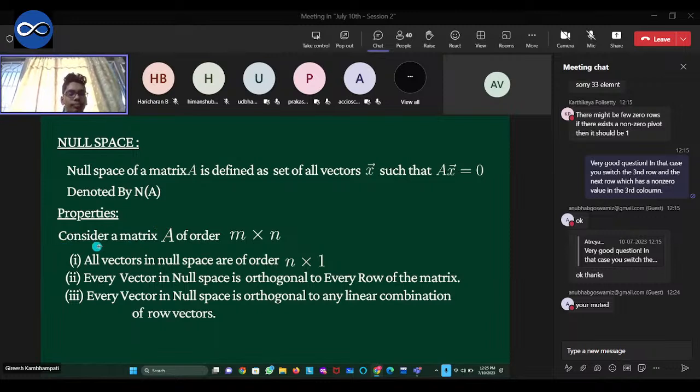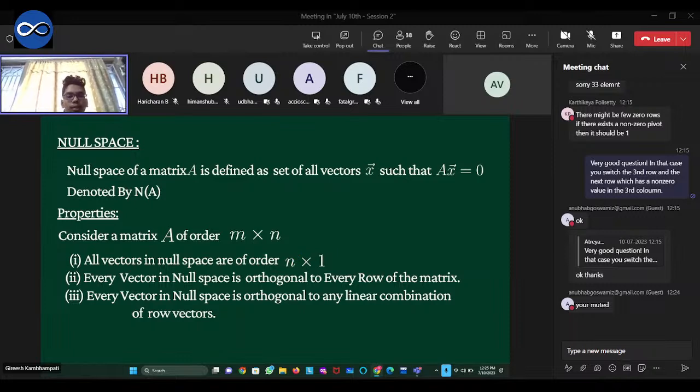Properties of the null space: if a matrix is of order m cross n, for the multiplication A x bar equal to 0 bar to be defined, x bar should be of order n cross 1. So all the vectors in the null space are n cross 1, and every vector in the null space is orthogonal to a row. When we multiply a matrix with a vector, x bar is a column vector of order n cross 1. We are multiplying the given matrix with a column vector.